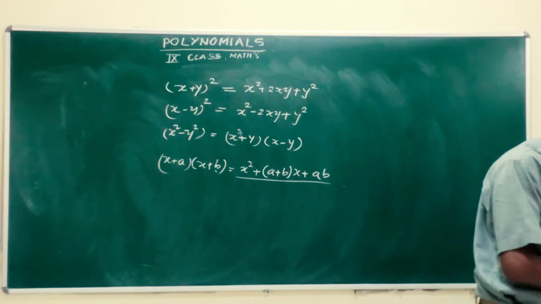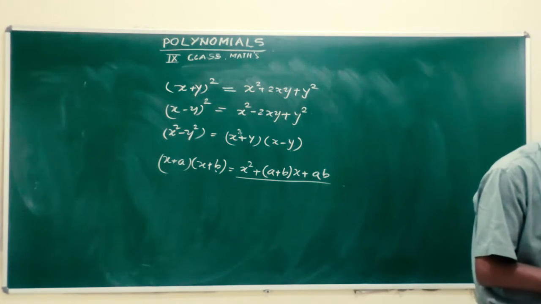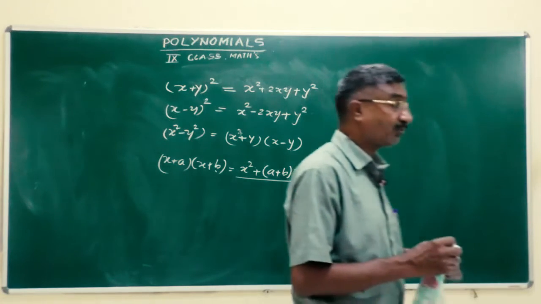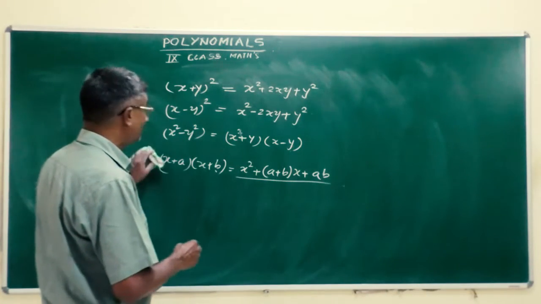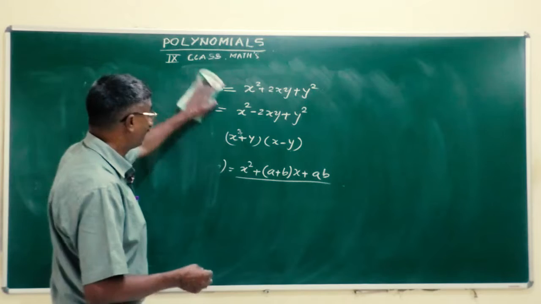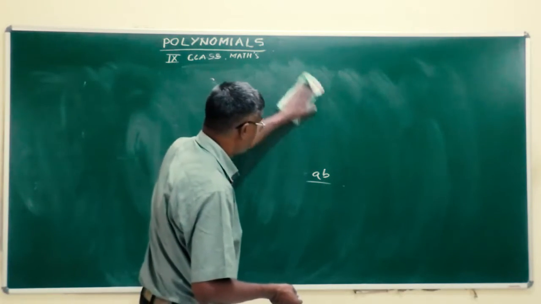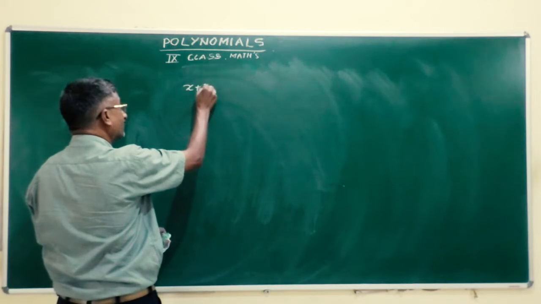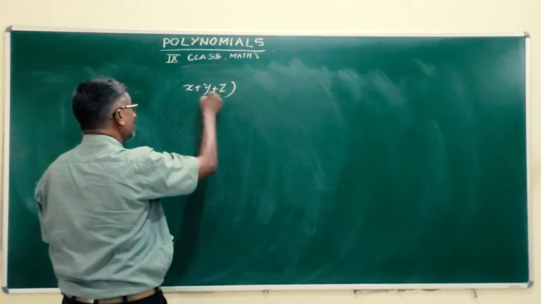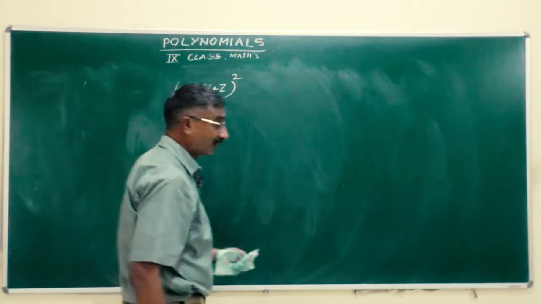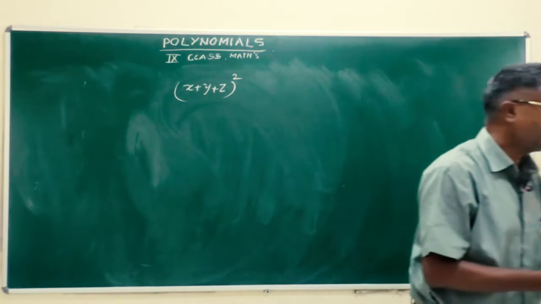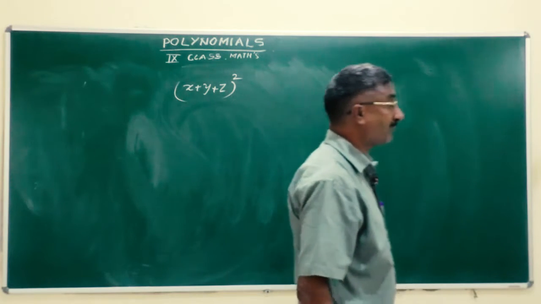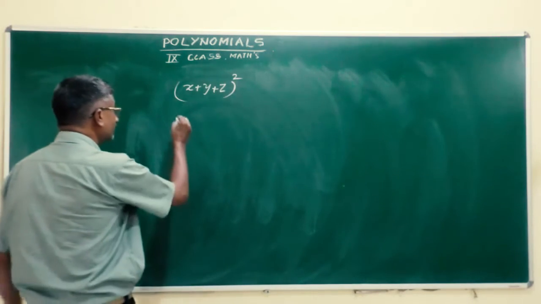In the above three identities, there are two variables. In the first identity, there is one variable. So I will use the fourth one, that is x plus y plus z. If there is a third variable, x plus y plus z whole square. So we can find out how to solve this x plus y plus z whole square.